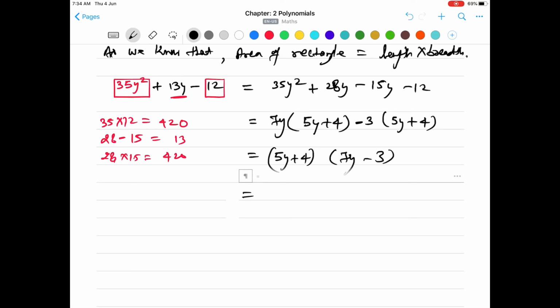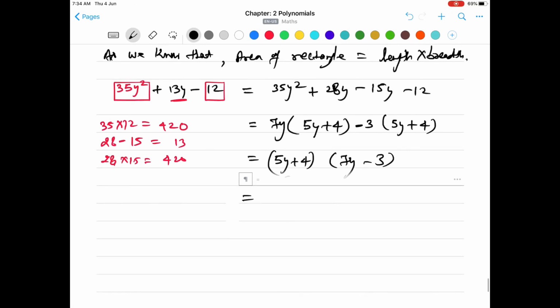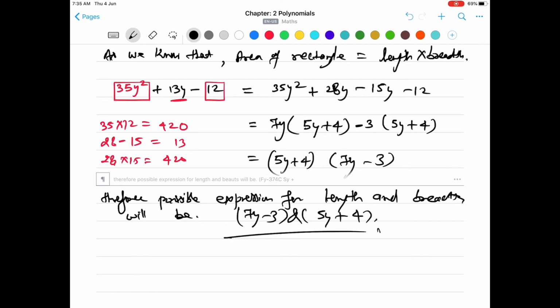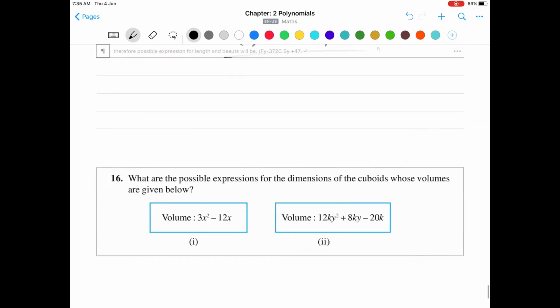Okay, so now we have to identify which one will be the greater number. This is 5 times y and this is 7 times y, so possibly this number will be bigger. So this is representing the length. You can write the possible expressions for length and breadth: length is 7y minus 3 and breadth is 5y plus 4. Okay, that's the solution of question number 15.